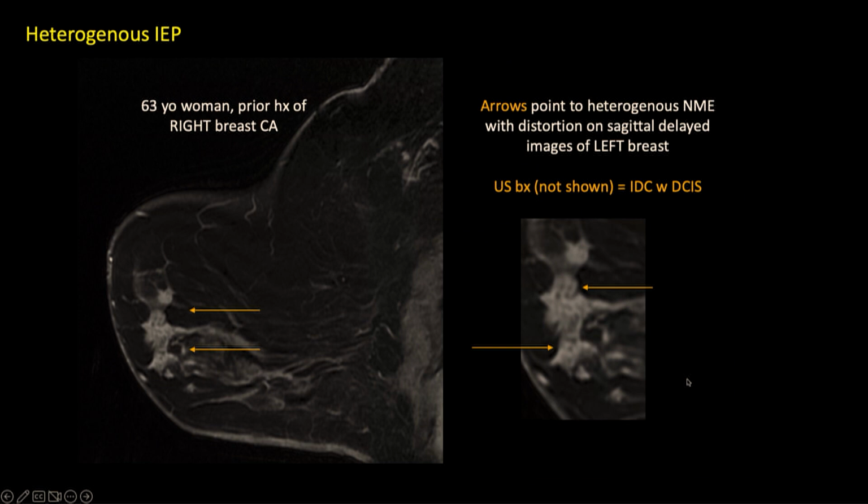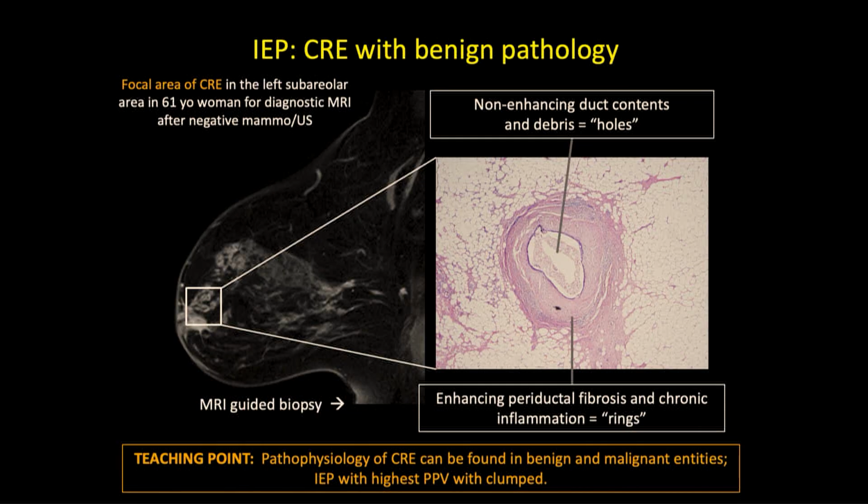I'm going to go through some of these examples of the internal enhancement patterns. Heterogeneous, this is a 63-year-old woman with a prior history of right breast cancer. She's here for her screening breast MRI, and you can see that the arrows point to a more heterogeneous NME. There's associated distortion on the sagittal delayed images, and ultrasound-guided biopsy was performed, and this is invasive ductal with DCIS. You can see here that there are intervening areas of fat or normal fibroglandular tissue.